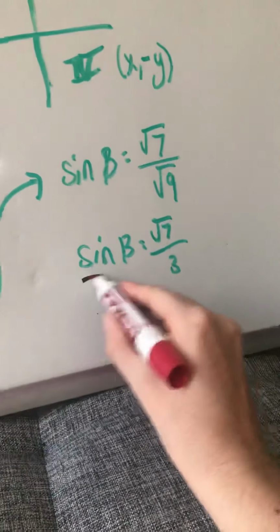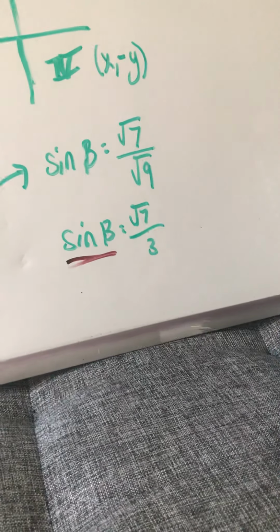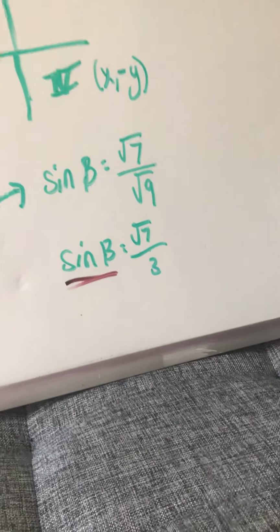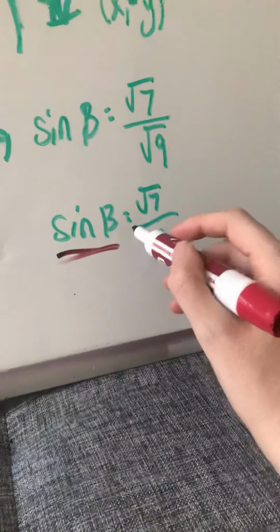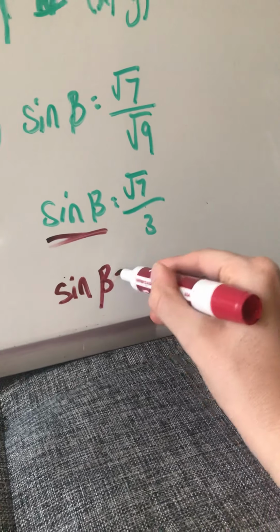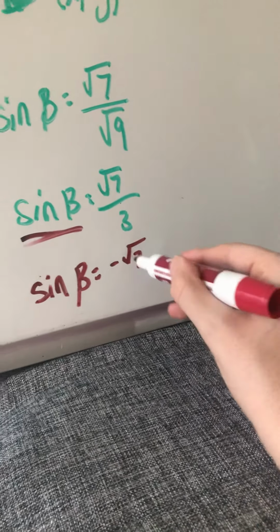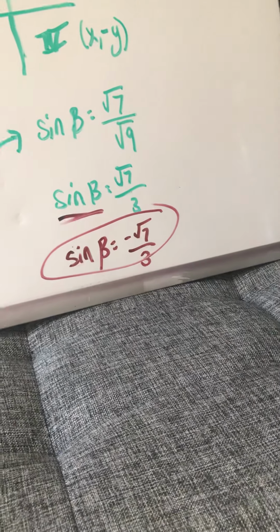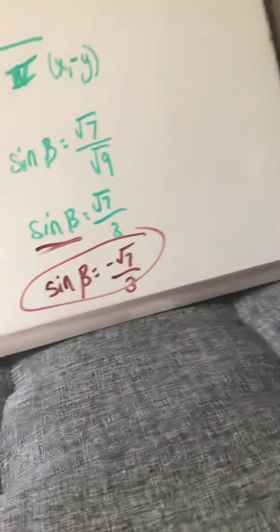And in order to do that, I need to think of what sine is actually representing, which value, my x or y. And Lyra would tell us that that's representing our y value. So since it's our y value, I know that it needs to be negative, which just means that you need to put a negative in front of your answer there. So sine beta is equal to negative square root of 7 divided by 3.